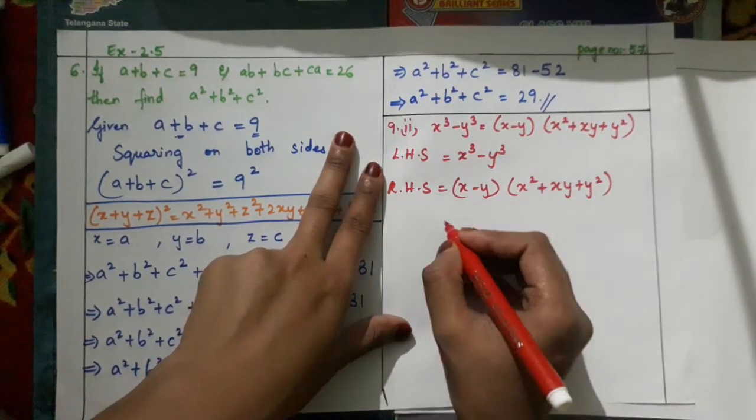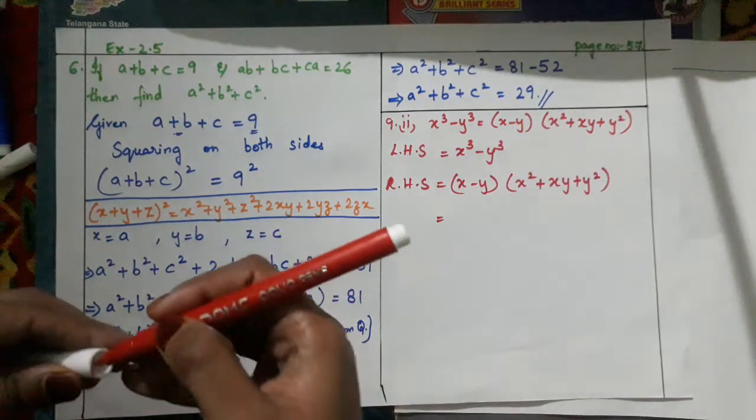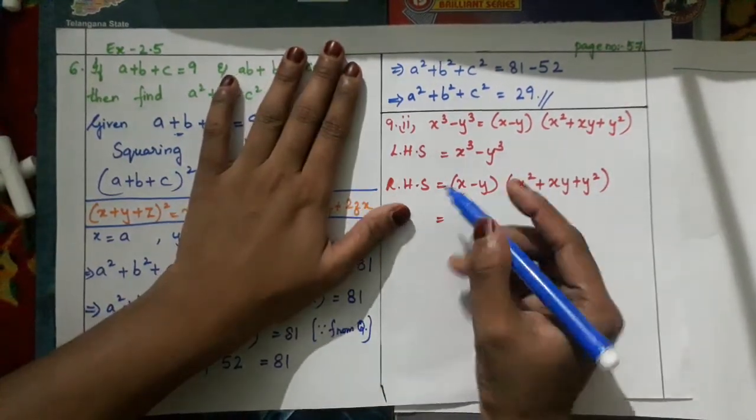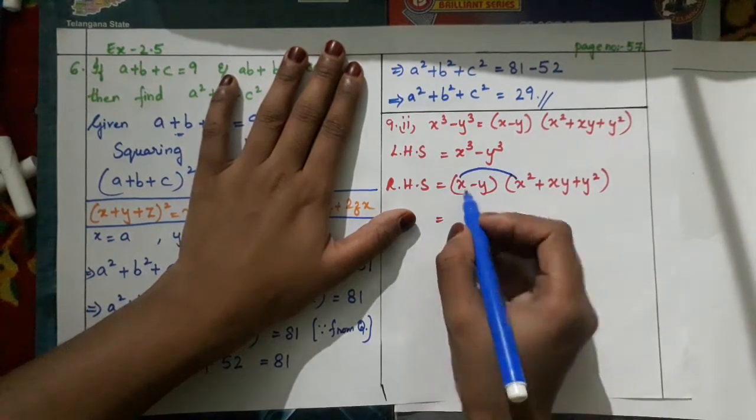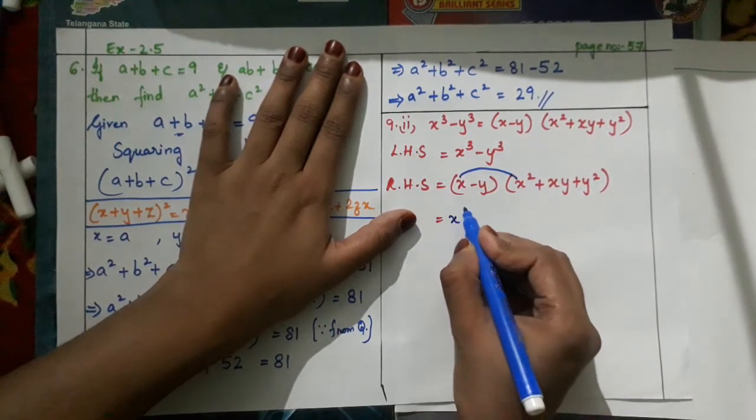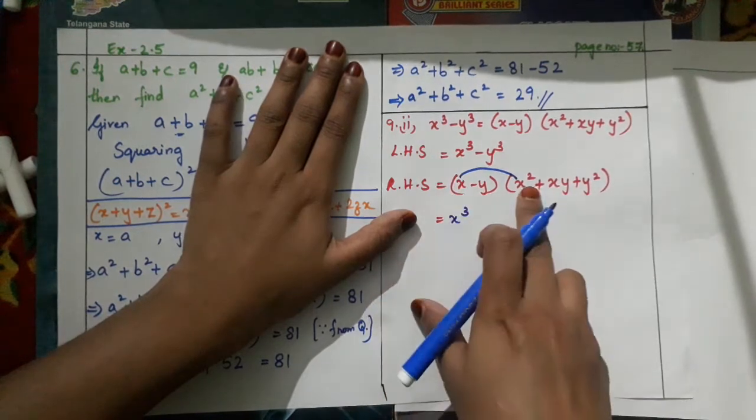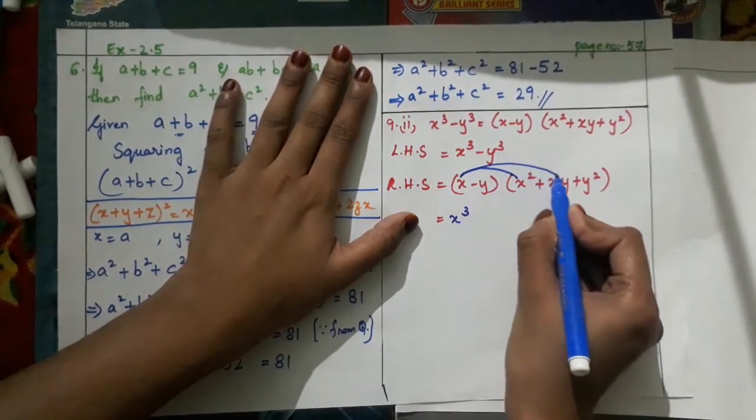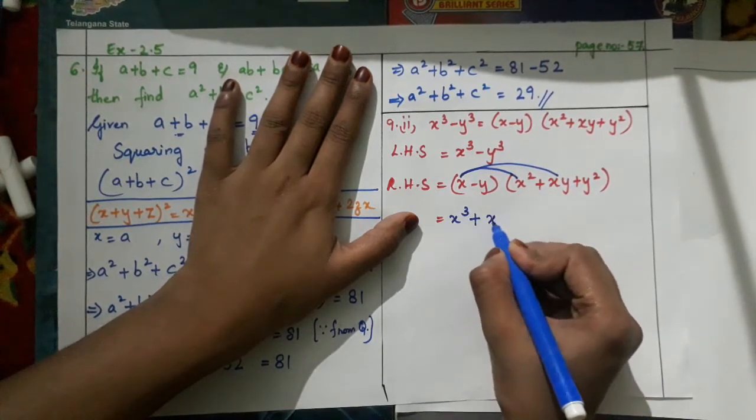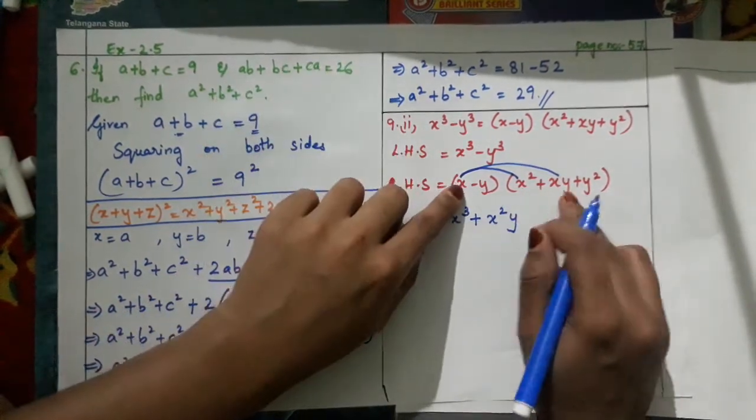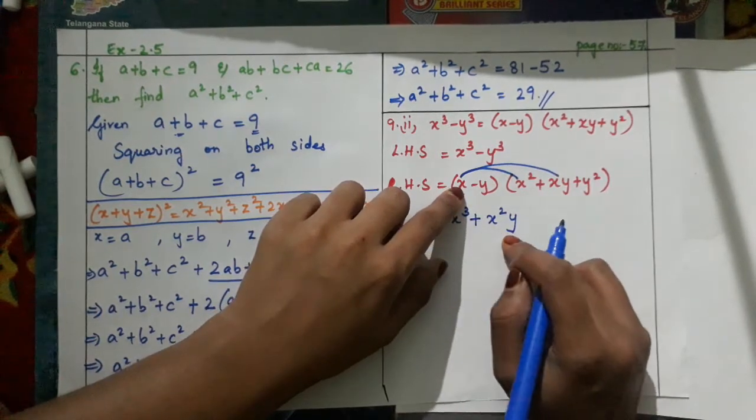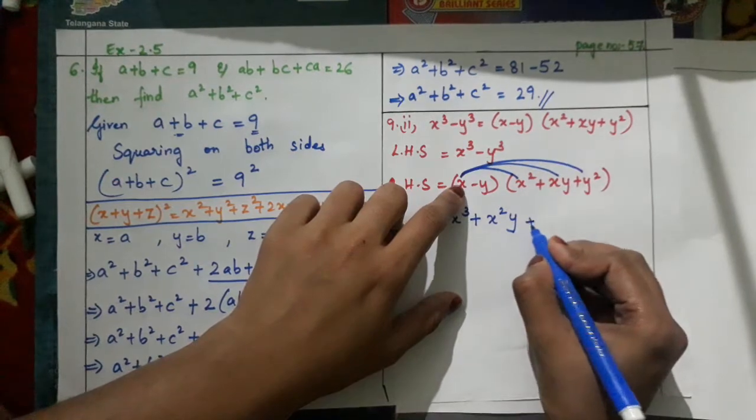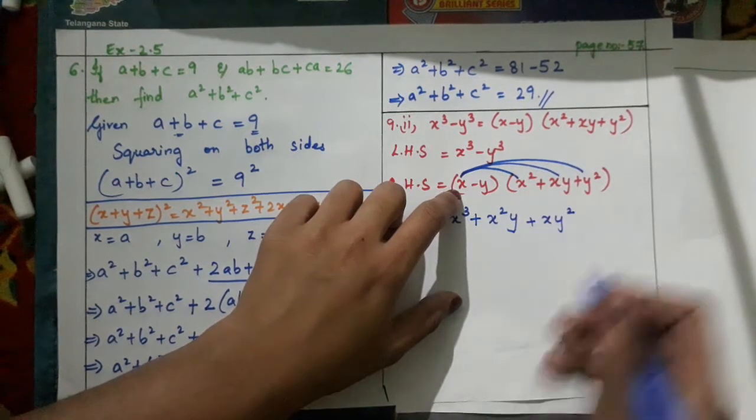Okay, now we'll be multiplying it. As you all know how to multiply binomial into trinomial. First x into x square. x into x square will give you x cube. Then x into xy, that is plus x square y. Then x into y square, so plus x y square as it is.